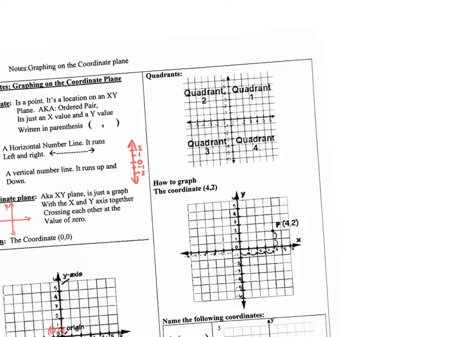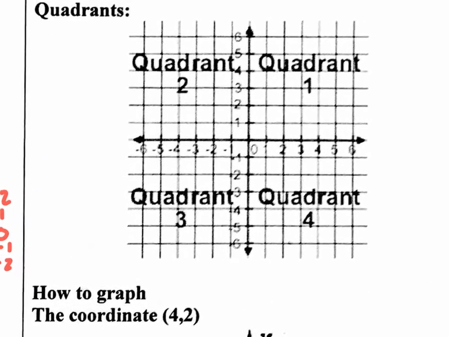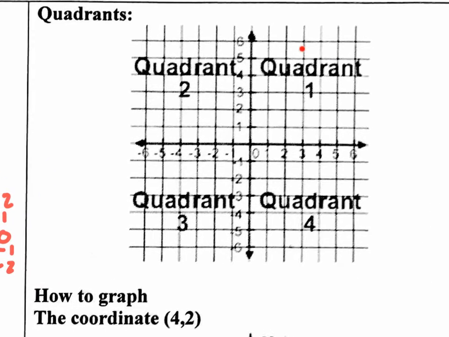So also yesterday we mentioned that there's quadrants. This top quadrant, any coordinate up here in quadrant 1 will be a positive x and a positive y. Because that's the only way to get up to this quadrant. Positive on the x, positive on the y. So if you pick any point up here, tell me where to stop.